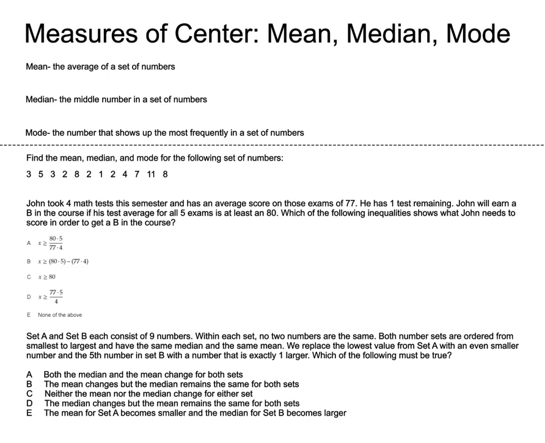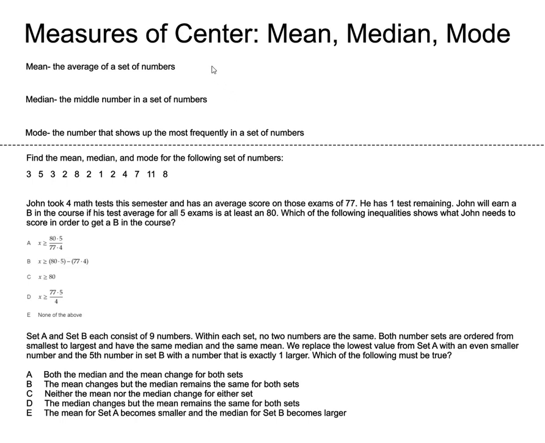In this video, we're going to review measures of center. In particular, the mean, median, and mode. Mean is the average of a set of numbers. We calculate the mean by adding up all of the numbers and then dividing by the total amount of numbers.